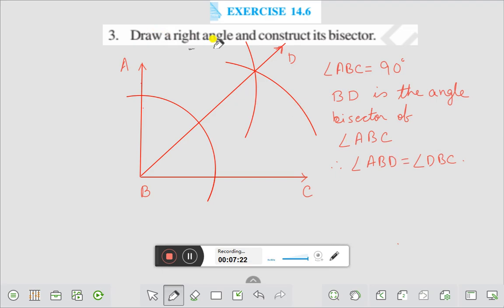What is the question? Draw a right angle and construct a bisector. We have made a right angle ABC with the help of a protractor. After that we made the angle bisector BD. Here angle ABC is 90 degrees and BD is the angle bisector of angle ABC. Therefore, you can say that angle ABD is equal to angle DBC. This is the solution of question number 3 of exercise 14.6.